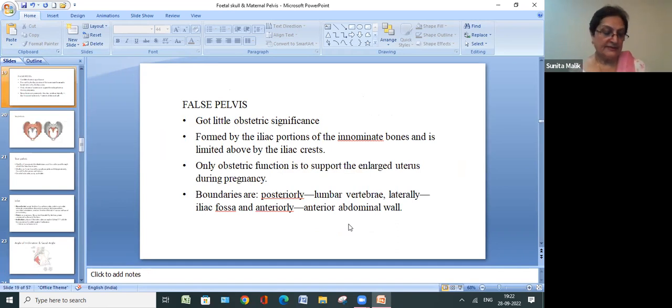The false pelvis doesn't have any obstetric significance. It is formed by the iliac portion of the innominate bones and is limited above, as I've already told you, by the iliac crest. Its only obstetric function is to support the enlarged uterus during pregnancy. Boundaries posteriorly are the lumbar vertebrae, laterally are the iliac fossae, anteriorly is the anterior abdominal wall, a soft one.